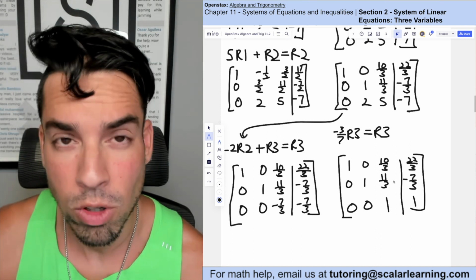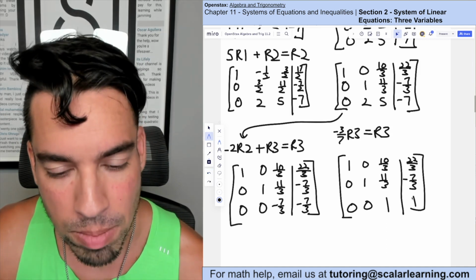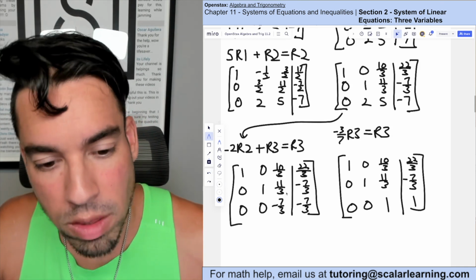So now we have our first answer, right? This one is a 1. That's in the Z column. That means Z is actually equal to 1. So we got our first value. So we're 1/3 of the way there.